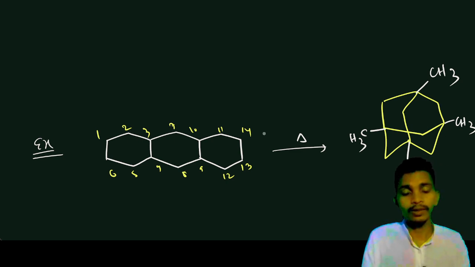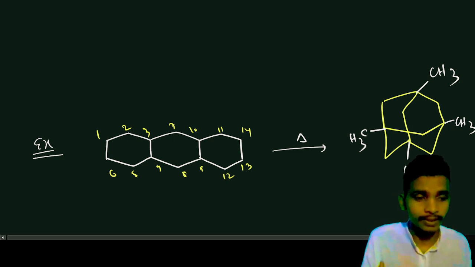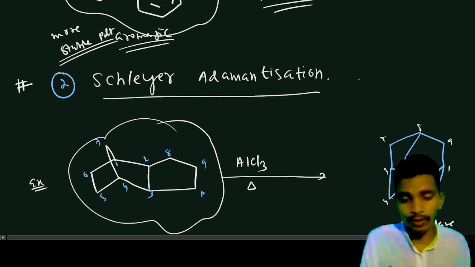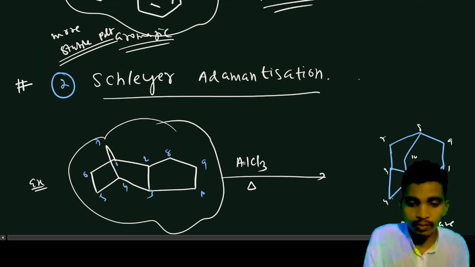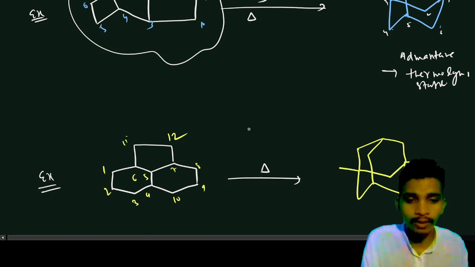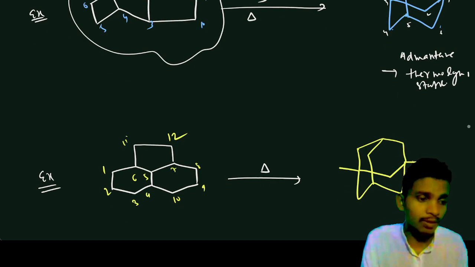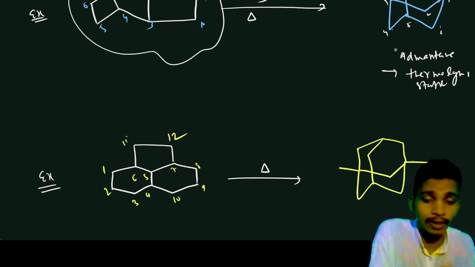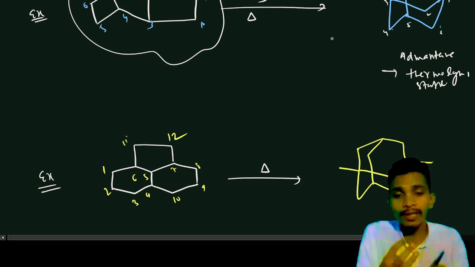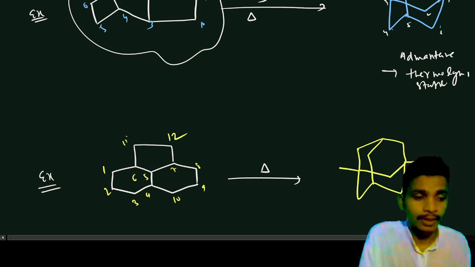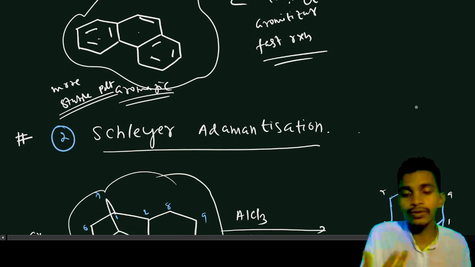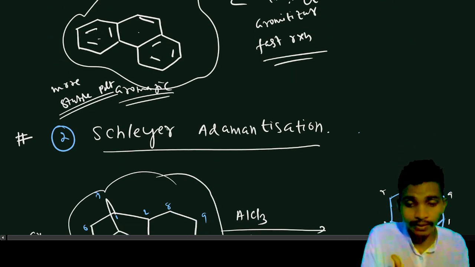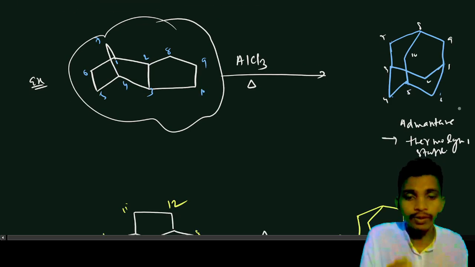Okay, so this is about the name reaction related to carbocations. What happens here is we just have to give heat, then this will form. The reason is that they are very thermodynamically stable products. So by simply giving heat, they will form the adamantane. Okay, this is also a name reaction related to carbocations. Here also an intermediate carbocation will form.